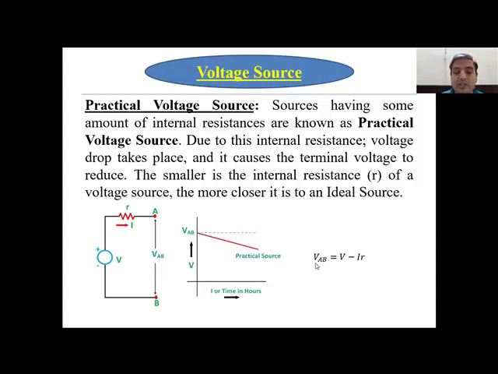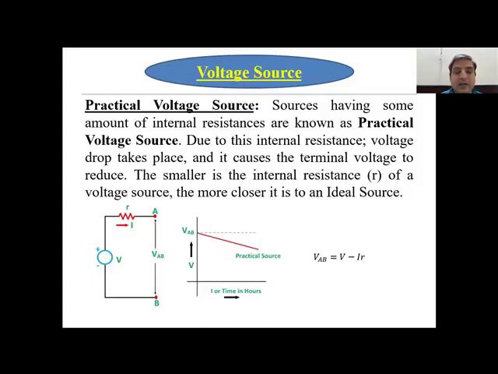VAB is the terminal voltage, V is the voltage of the voltage source, I is the current drawn by the circuit, and R is the internal resistance of the voltage source. So VAB is the terminal voltage that will be reduced by some extent that will be given by the product of the internal resistance and the current drawn by the circuit. So you can see this equation that VAB is equal to V minus IR.